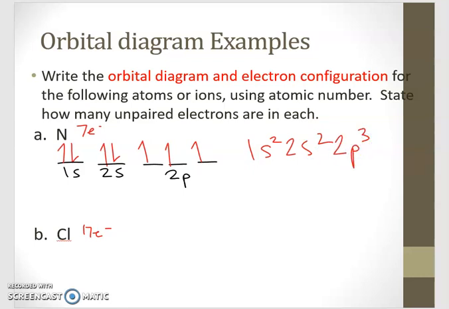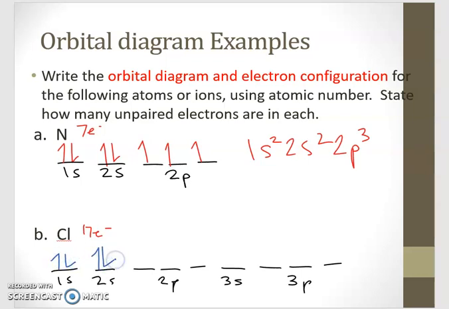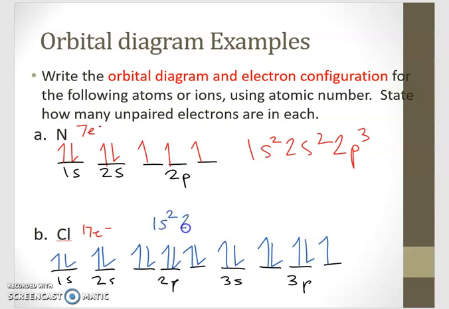Alright, for chlorine, we'll need a little bit more, so we'd have 1s, that has 1 orbital, 2s, that has 1 orbital, 2p, then we would go to 3s, and then we'll go to 3p. Alright, so if we fill this one, we have 1, 2, 3, 4, 5, 6, 7, 8, 9, 10, 11, 12, 13, 14, 15, 16, 17. And so our configuration would be 1s2, 2s2, 2p6, 3s2, and 3p5.